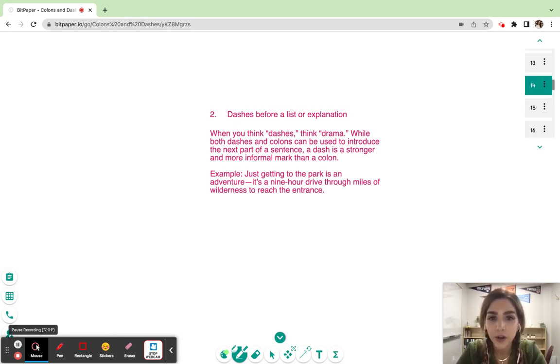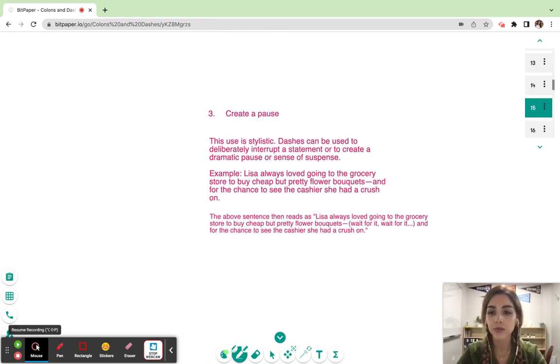"Just getting to the park is an adventure—it's a 9-hour drive through miles of wilderness to reach the entrance." Do you see how the dash gives us a slight pause as it's giving us that information? That's intentional. It tells us this is a pretty important or potent part of the sentence. It's something a little bit dramatic.